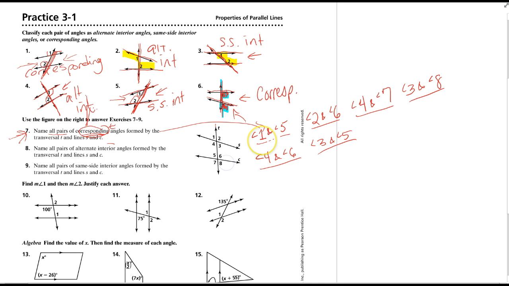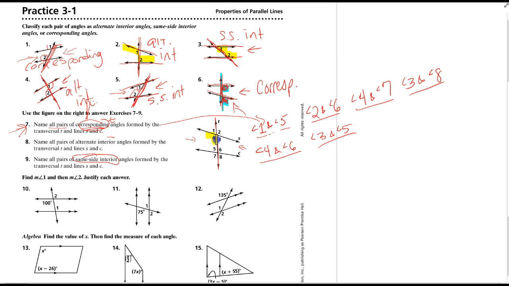Next, same side interior. So, same side of the transversal and on the interior of the coplanar lines. So we could have angle 4 with angle 5, or angle 3 with angle 6. So your complete answer for number 9 will look like this. Angle 4 and angle 5, angle 3 and angle 6.